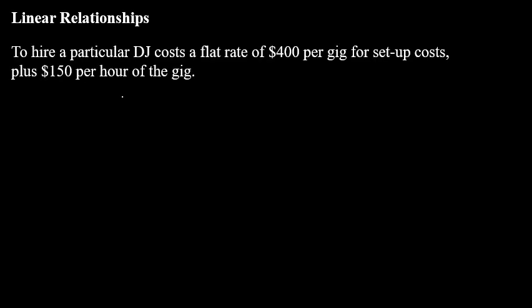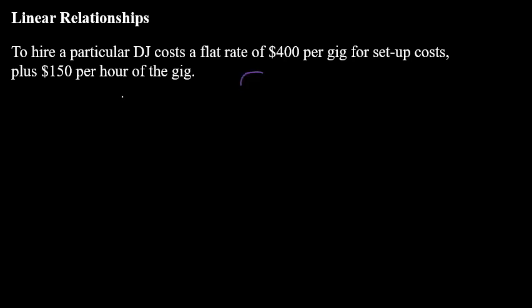To hire a particular DJ costs a flat rate of $400 per gig for setup costs plus $150 per hour of the gig. The first thing that I want to do is write an equation to summarize that information. So as always, if we're writing an equation, I need to start by assigning variables.